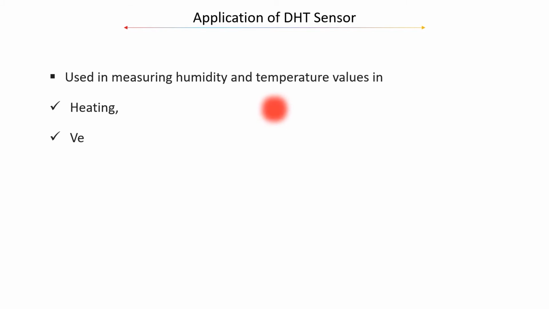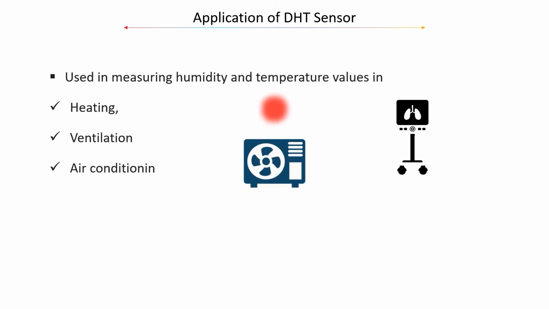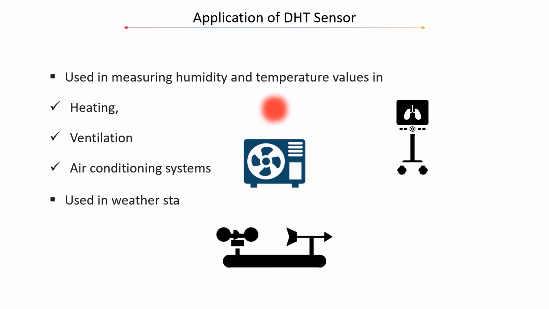Application of this sensor: this sensor can be used in measuring humidity and temperature values in heating, ventilation, and air conditioning systems. This sensor can also be used in weather stations to predict weather conditions.